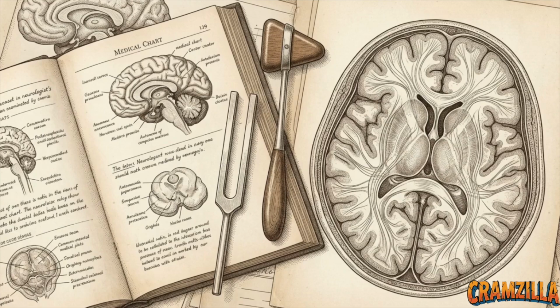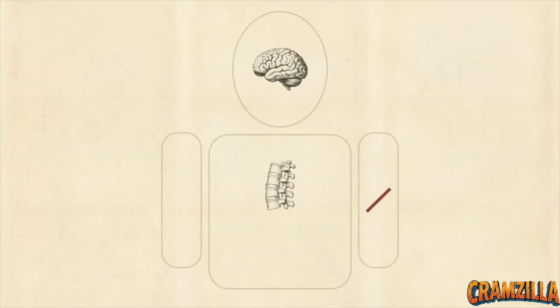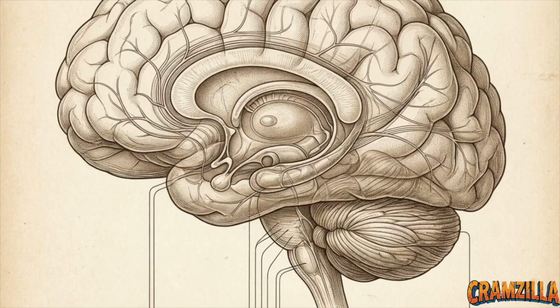Because functions are strictly localized, neurologists can use physical deficits to map an inverse pathway. By observing exactly what a patient can no longer do, clinicians can pinpoint the exact anatomical location of the tissue damage. Mastering neuroanatomy requires moving past rote memorization. It requires learning the brain's structural code to reverse engineer any neurological failure.